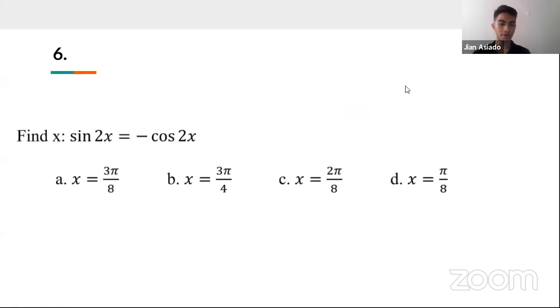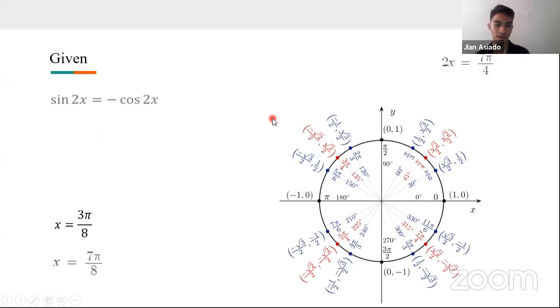So, let's find x, here. Sine 2x is equal to negative cosine 2x. What we can do is divide by negative cosine 2x on both sides, or sine 2x, your choice. There are many ways to solve this. Given sine 2x equals negative cosine 2x.